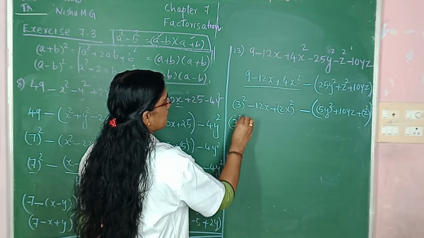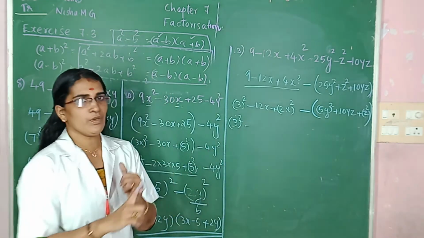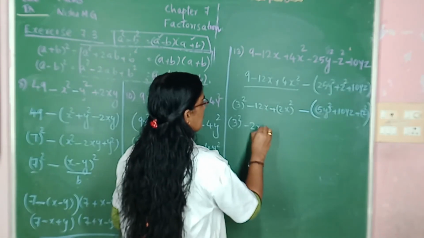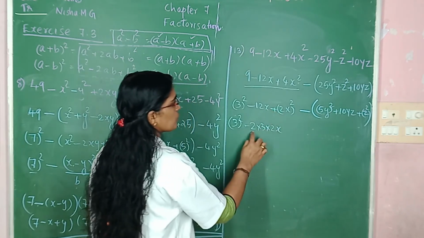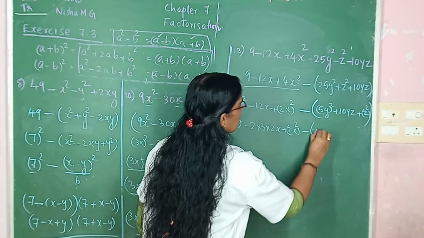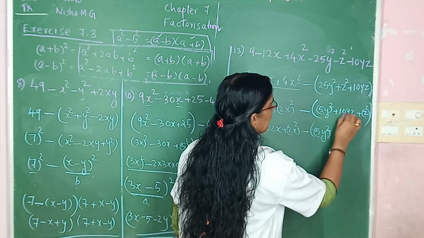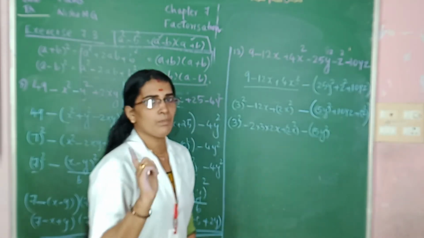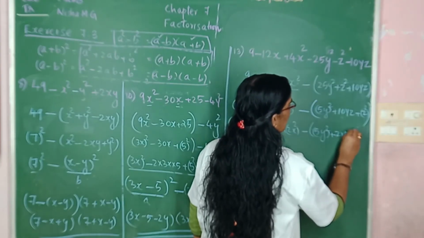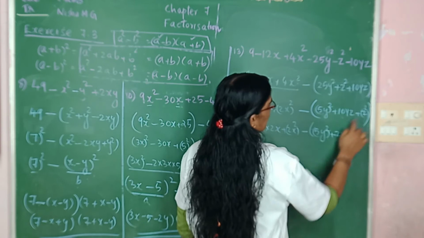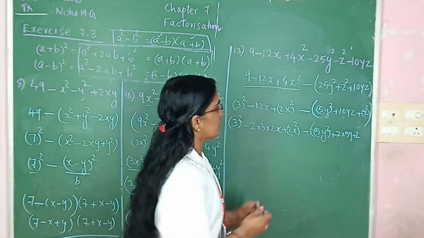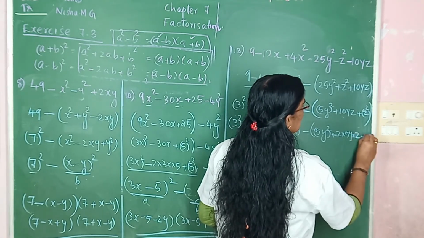Now 3 square, 12x should be 2 into first term into second term. 2 into 3 into 2x. Let us check. 2 into 3 into 2x. Is it 12x? 2 into 3, 6 into 2? Correct. Plus 2x the whole square minus 5y the whole square. The same way we have to check the middle term. It should be 2 into a into b. 2 into 5y into z. Is it correct? 2 into 5, 10, yz, correct. Sorry children. Last term, z square.